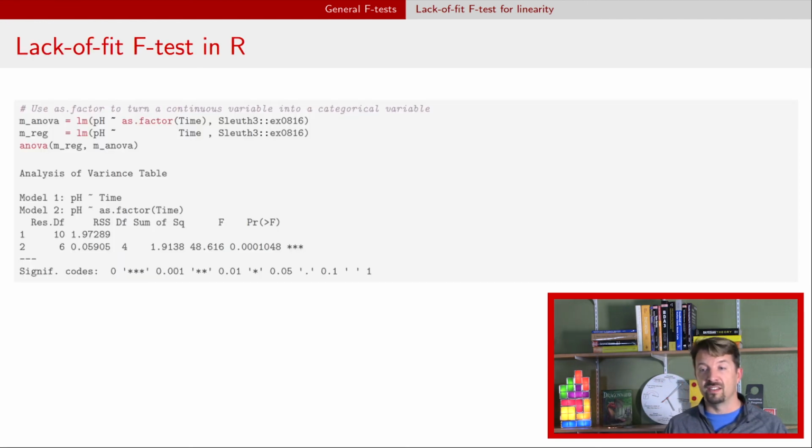If we do the comparison in R, we fit the regression model, and we can fit the ANOVA model. To fit the ANOVA model, we can do as.factor on our explanatory variable, and that turns it into a categorical variable. Then we do the ANOVA on those 2 models, and the results are here. In fact, we see that the p-value is pretty small, indicating evidence against the regression model. But of course, like always, we should go back and assess other model assumptions to see if there are other problems with the data before we conclude that it's simply that the line is not a good fit.